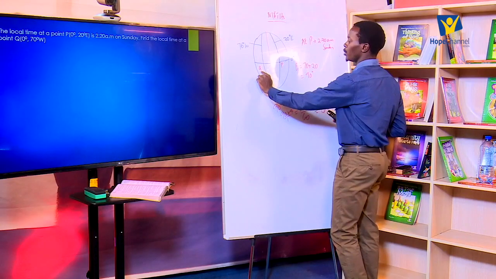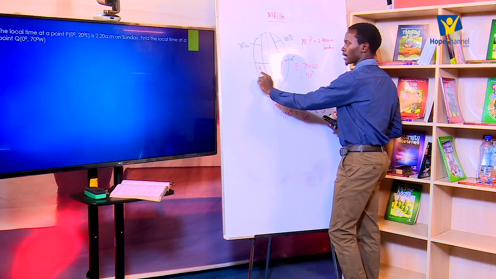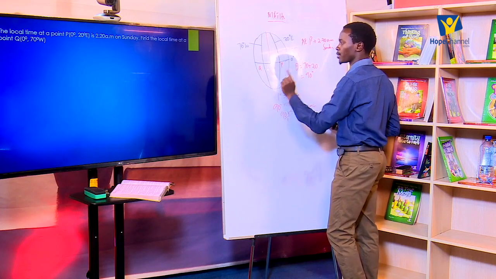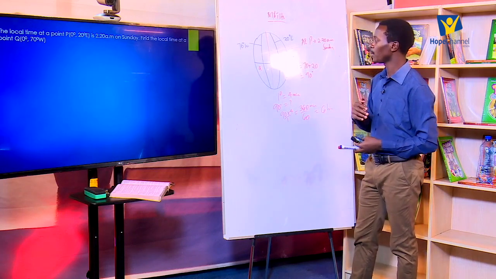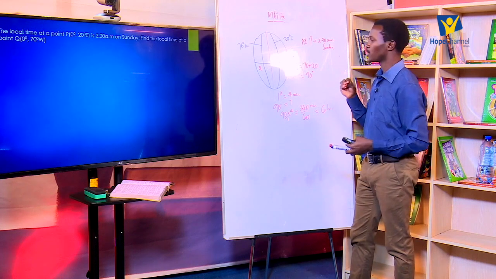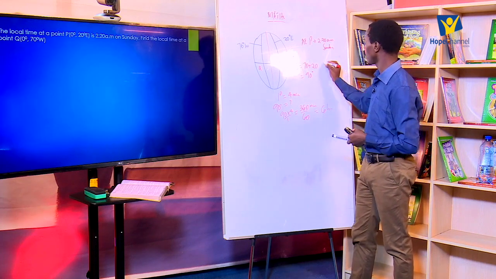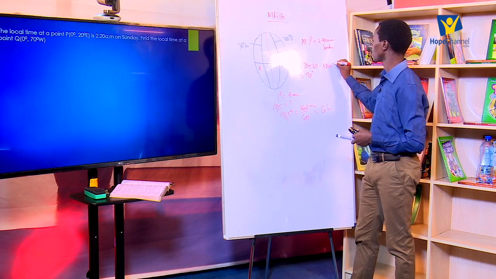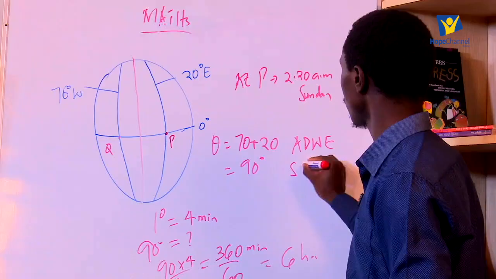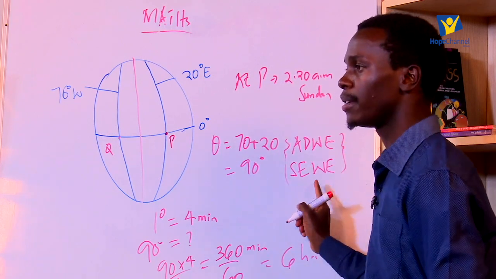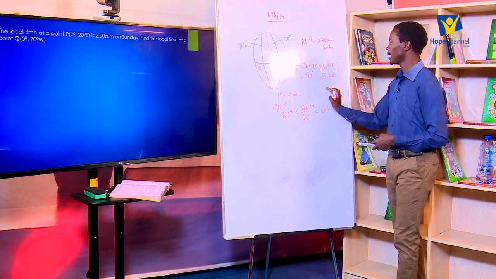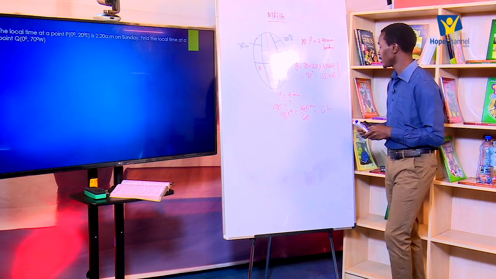So basically you are going to subtract, because we are getting the time for Q. When moving from east to west, we subtract. If we were asked about P, we would have added, because we add west to east. It's good to know that. When working out time differences, add west to east and subtract east to west. It's very easy.